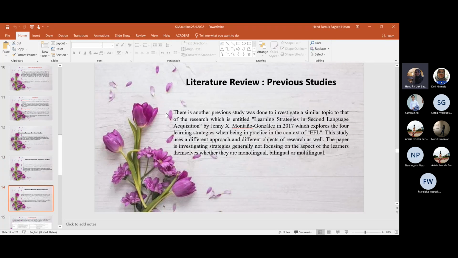Another study that was done to investigate a topic similar to that of the research is entitled Learning Strategies in Second Language Acquisition. That study was done by Jenny Montaño Gonzalez in 2017 and explored the 4 learning strategies when being in practice in the context of EFL. This study uses a different approach and different objects of research as well. It is investigating learning strategies generally, focusing on the aspect of the learners themselves, whether they are monolingual, bilingual, or multilingual speakers. So it's mainly a general study. It didn't focus on some aspects to investigate further.